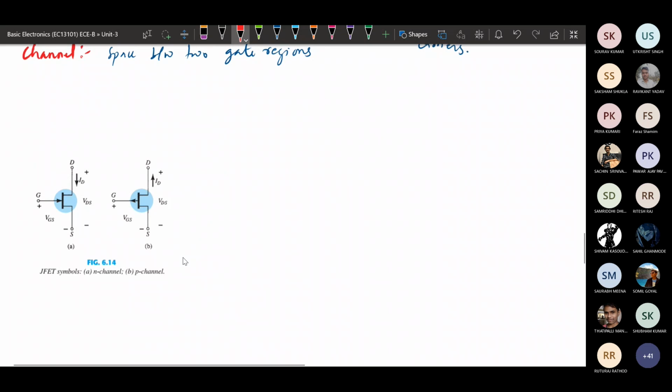And this is the symbol. If we talk about the symbol, we have the symbol for N channel and P channel. This is the symbol in the case of the JFET. We have already seen these symbols. So this is all about today's class. We will see the working of JFETs in the next class.